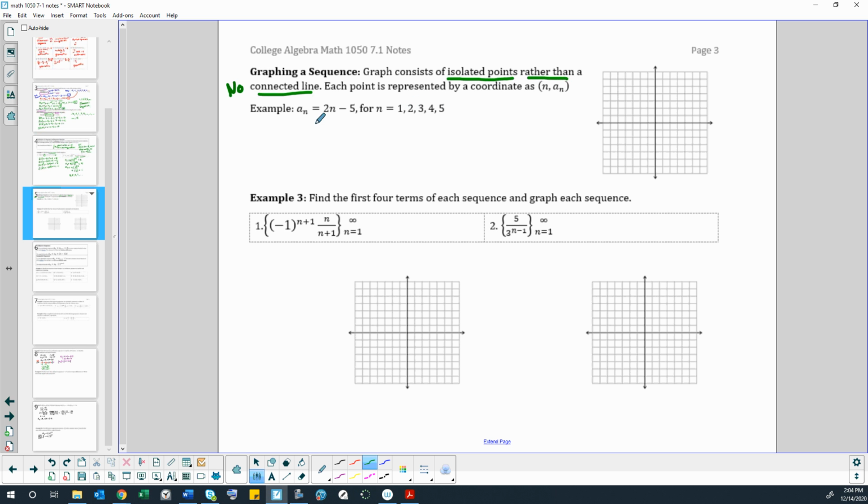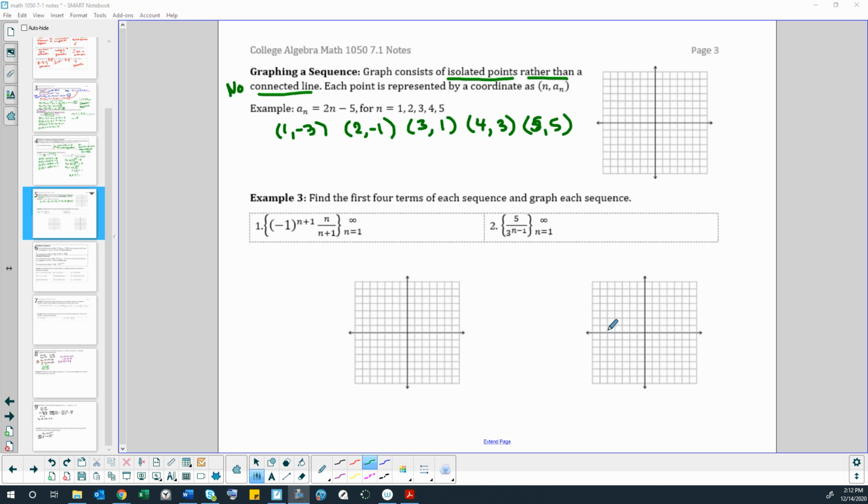So let's find some values here for our function based on this formula. Plug in a 1, 2 times 1 is 2, minus 5 is negative 3. So I plugged in 1 and I got out negative 3, right? Then I can plug in 2, 4 minus 5 is negative 1. And then plug in 3, 3 times 2 is 6, minus 5 is 1. Plug in 4, 4 times 2 is 8, minus 5 is 3. Plug in 5, 2 times 5 is 10, minus 5 is 5. So plug in 5, get out 5. So to graph this sequence, I would just graph these points.